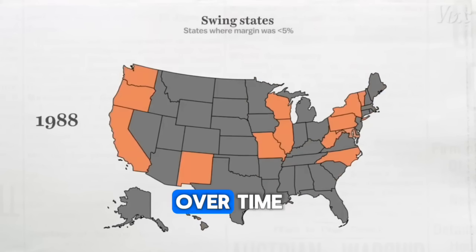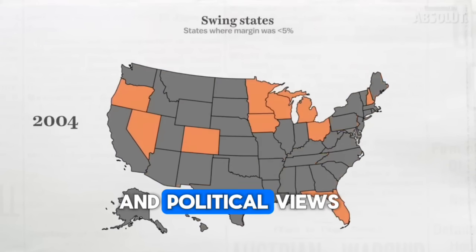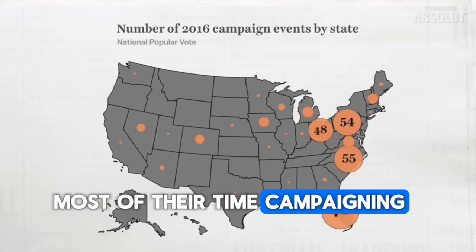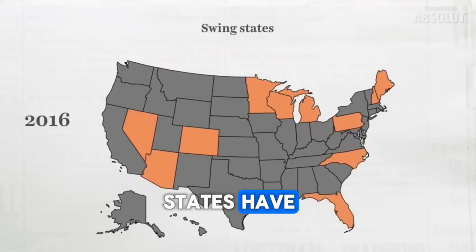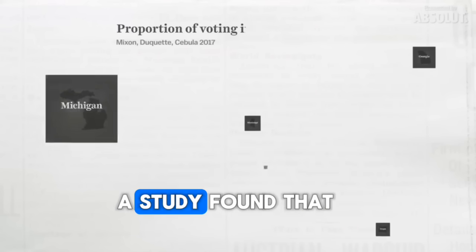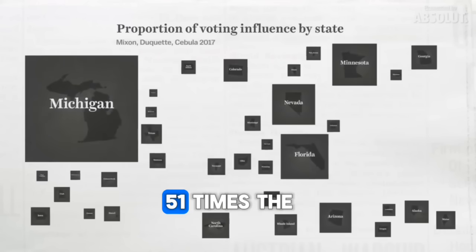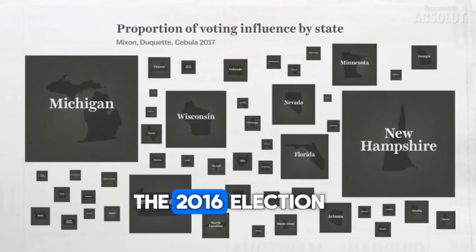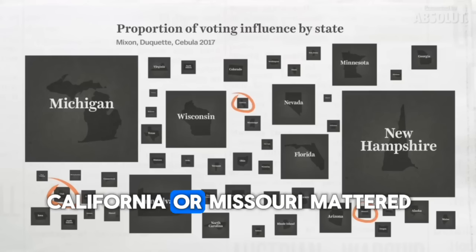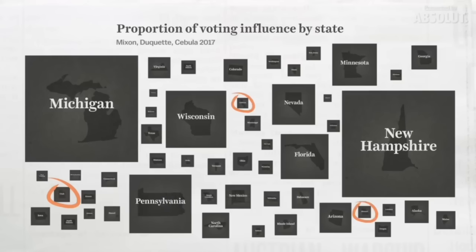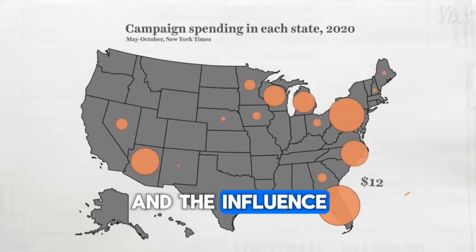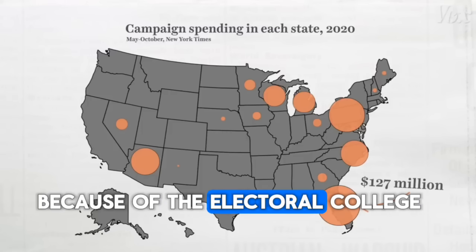Swing states have changed over time thanks to shifting demographics and political views, and it's states like these where presidential candidates spend most of their time campaigning. It also means these states have way more influence over the election than these ones. A study found that voters in Michigan had 51 times the amount of influence on the 2016 election as someone from a state like Utah. Voters in states like California or Missouri mattered very little. Swing states are where the election actually takes place. They get the attention and the influence, and they only exist because of the Electoral College.